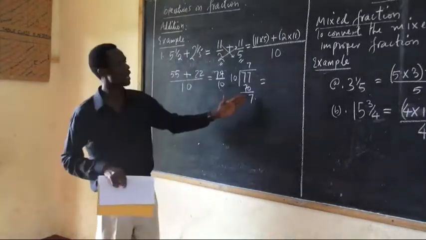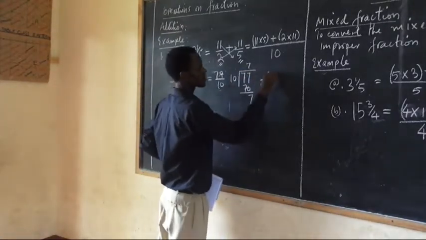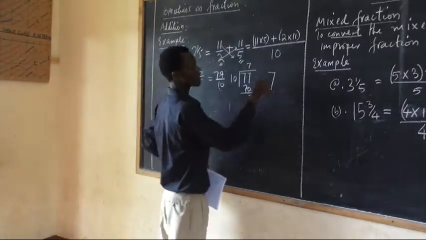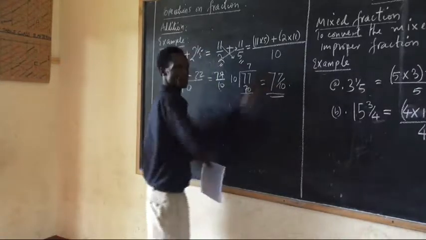Writing an answer is a simple way. Kuandika jibu ni rahisi. You write the number that you have got here, which is 7, as a whole number. And then you take 7 as a remainder, which is out of 10. Now this is an answer.